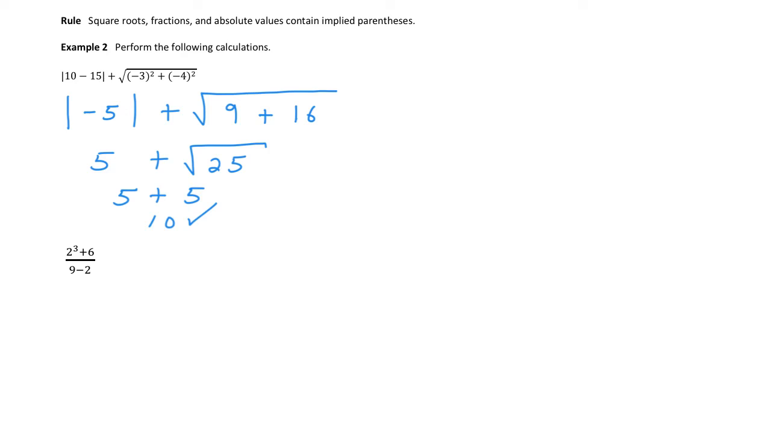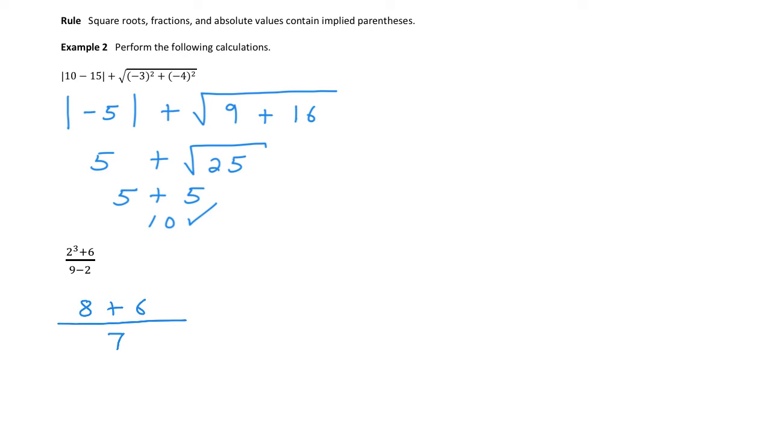The other place where this shows up is if you have a giant fraction like this. The implied parentheses means you have to simplify the numerator and the denominator separately before you actually divide those two numbers. So let's try this one out. Starting in the numerator, we have 2 cubed plus 6. I want to get that down to one number first. So let's see, 2 cubed is 8, and then I have this plus 6. That's being divided by, well, 9 minus 2, I'm going to do that separately, and that is equal to 7.